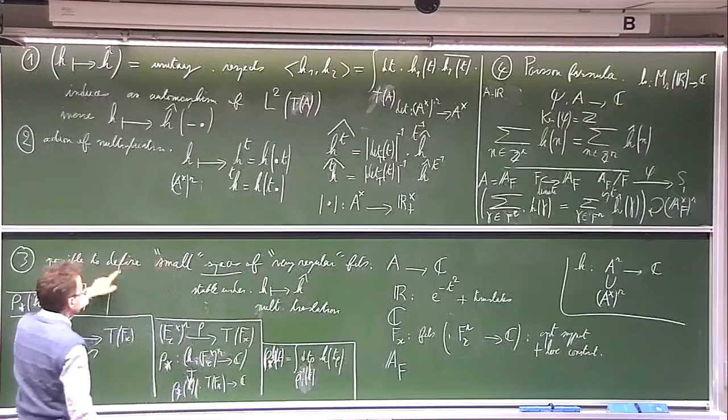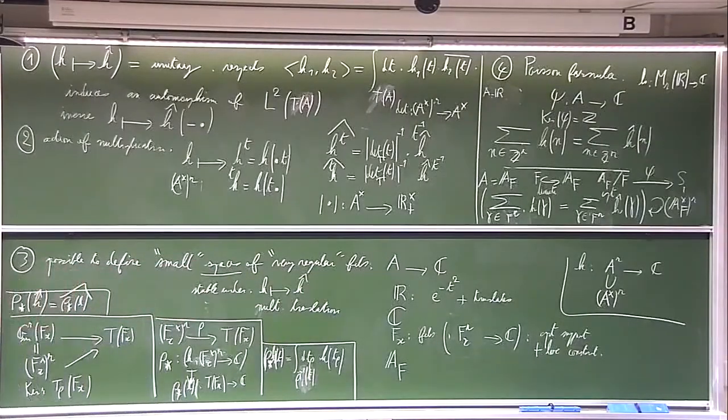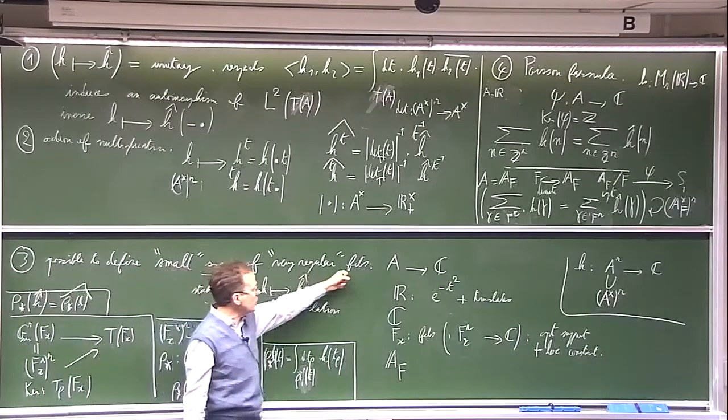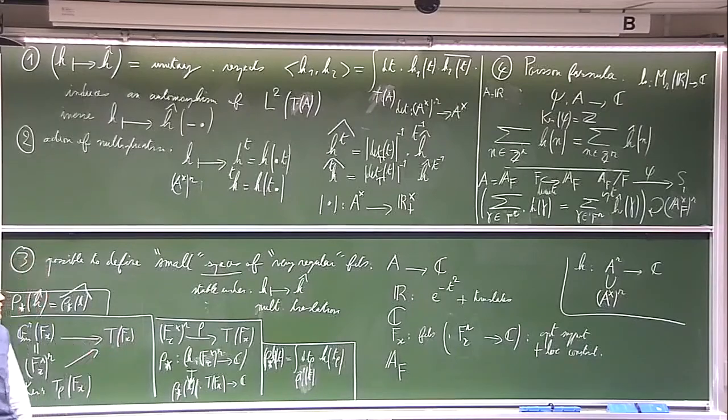Then it is possible to define small spaces of very regular functions. So how are they defined? Just by taking the images by this operator, rho lower star, of the small spaces of very regular functions we had on A cross to the power R. We just take the direct images.